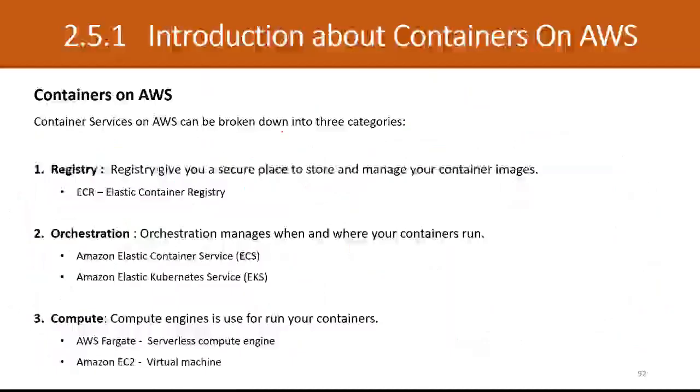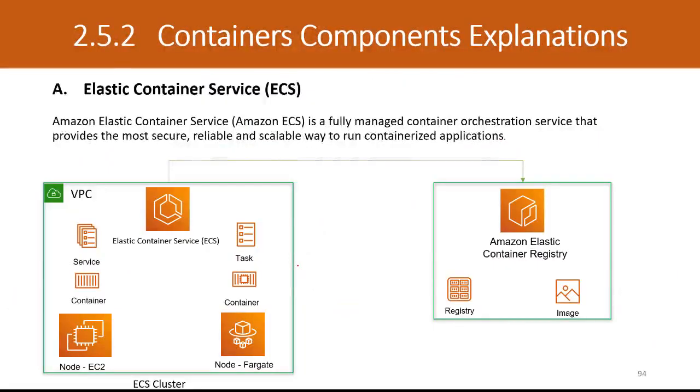Now we discussed that there is a registry. What about the compute? There are two types of compute. Now when we're discussing orchestration, there are two types of orchestration which basically manage when and where your container runs. So it's basically the management part, how you can manage your container services. There are two types of services. One is Elastic Container Service and the second one is Elastic Kubernetes Service. Let's discuss each service one by one. First we'll discuss Elastic Container Service.